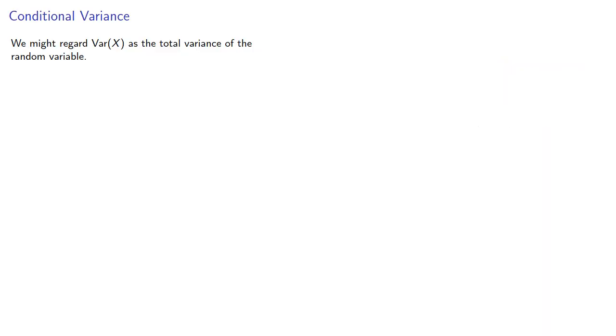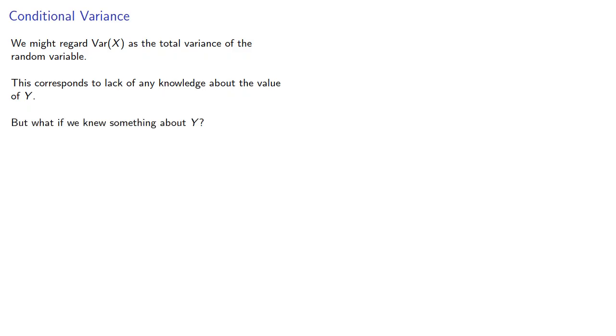We might regard the variance of x as the total variance of the random variable. This corresponds to the lack of any knowledge about the value of y. But what if we knew something about y? To incorporate that knowledge, we'd want to compute a conditional variance.